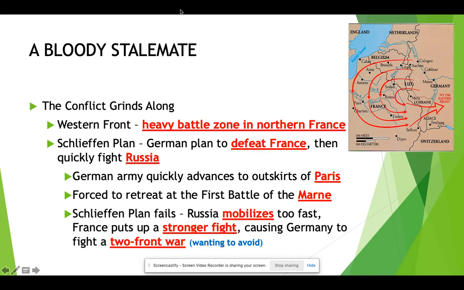And really, when you look at this plan, Germany did understand Bismarck when he said, you cannot handle a two-front war. So they believed they were going to be successful. But what we end up having is a stalemate where they're going to get stuck in northern France. And when we look at the Western Front, we're going to see trench warfare. It's going to be heavily used, and it's a very heavy battle zone. This is where they're going to get stuck here in the trenches, and it's going to be brutal.